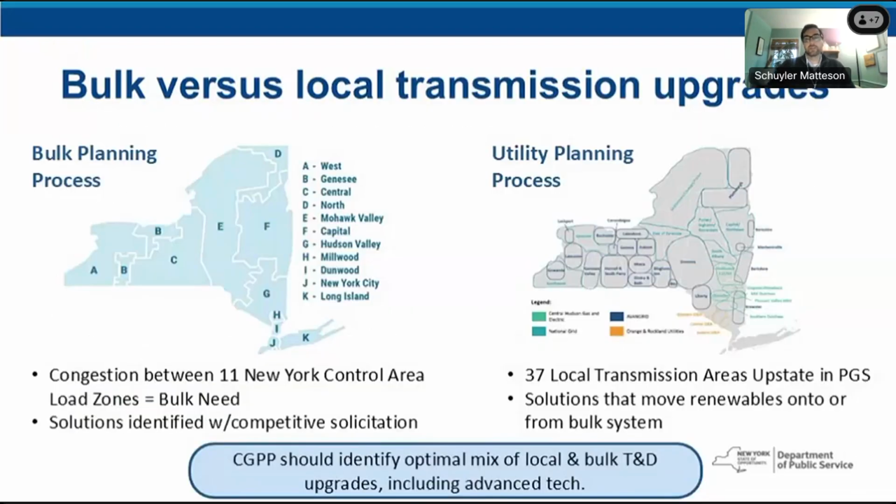So the important thing about this process is that it goes all the way top to bottom for the state. It's supposed to look at everything, bulk interfaces, and the picture on the left there is the New York State bulk transmission network. Our wholesale market is broken into 11 separate zones, roughly based on utility territories before we went integrated into New York ISO.